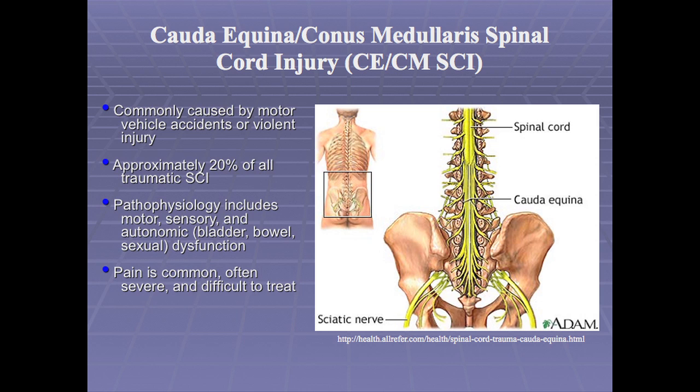When we talk about the Conus Medullaris and Cauda Equina forms of injury, what we really mean are injuries that take place at the lowermost portion of the spinal cord, the sacral portion of the spinal cord, and also the nerve roots that extend from this area and that are called the Cauda Equina. This means the horse's tail, and as you can see, these nerve roots together create that shape here.